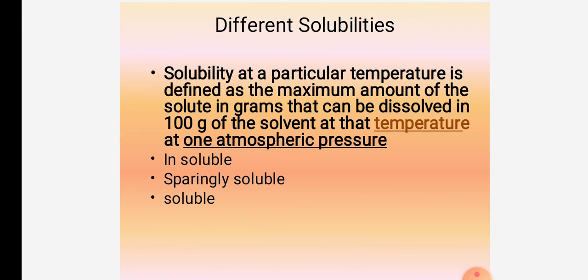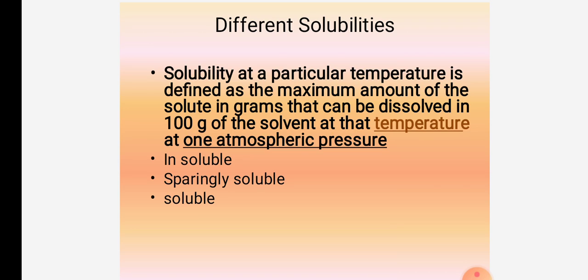Now let us see about the solubility. We are going to see about the solubility. I think we have already done solubility in one of the slides, but let us continue with it. What is solubility? The solubility of a solute in a particular solvent at a given temperature is equivalent to the maximum number of grams of the solute necessary to saturate 100 gram of that solvent at that particular temperature.